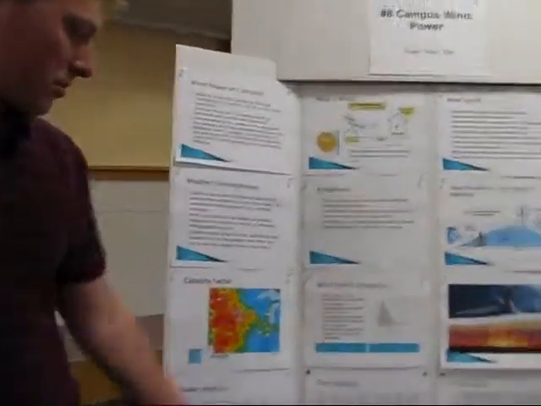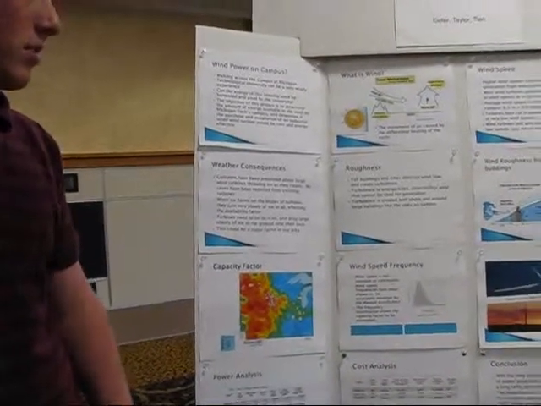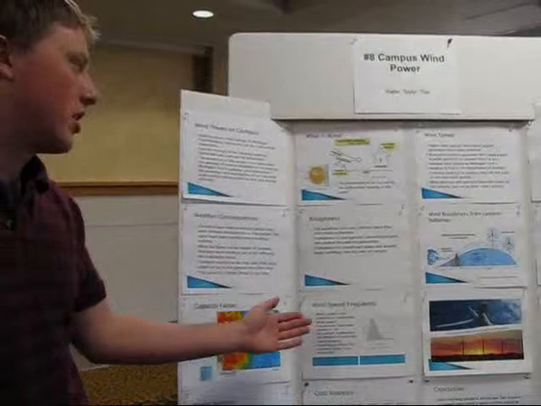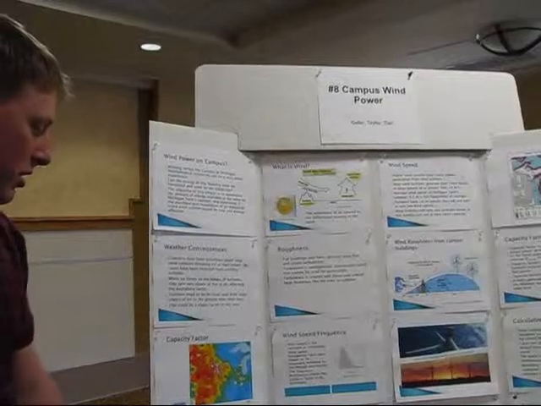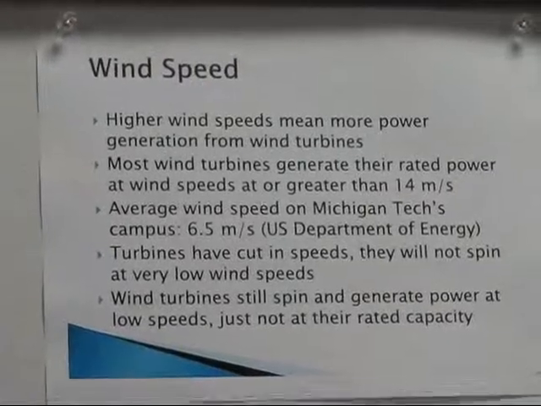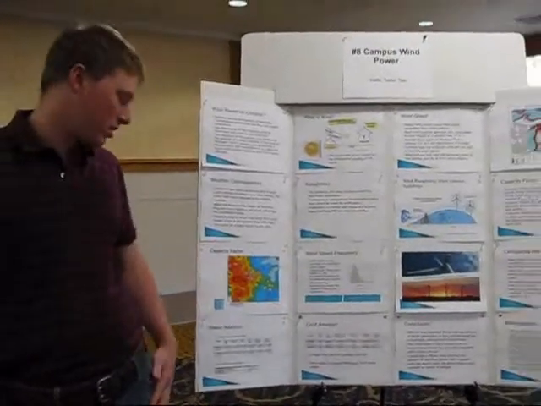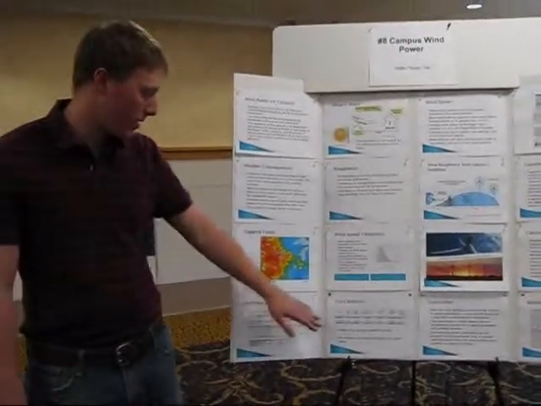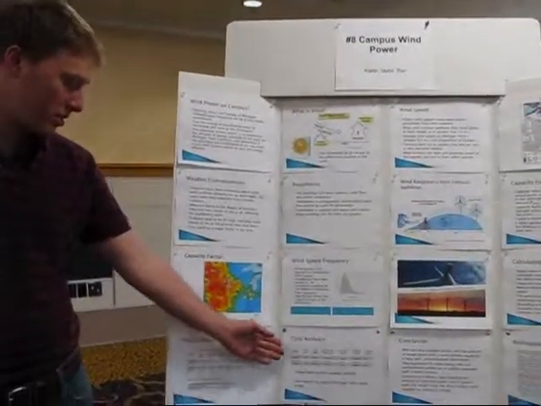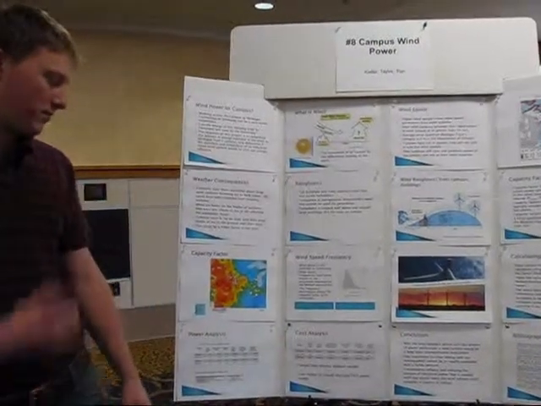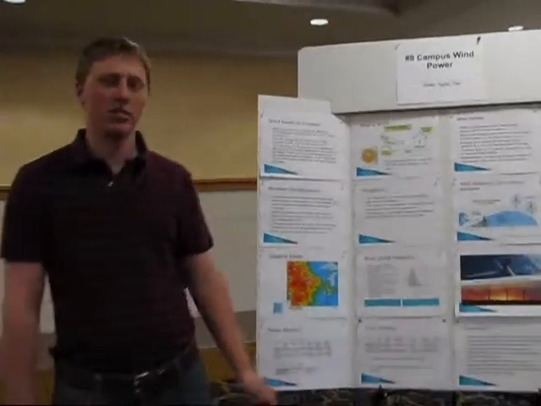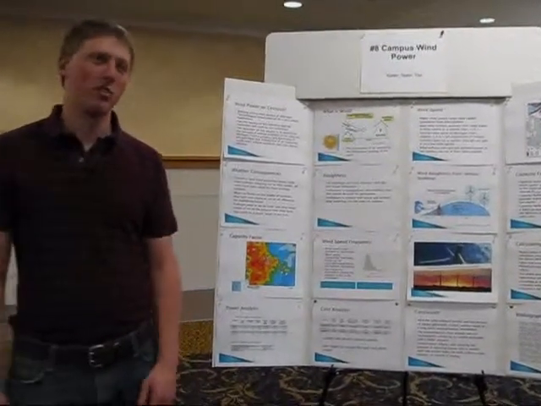The cut-in speed for some of the wind turbines is about 12 to 14 miles per hour or meters per second, and our average is about 6. So on average it would be a little lower than ideal, but it's doable. What we found is that Michigan Tech uses about 36,000 megawatt hours per year, and the offset of one turbine, about 850 kilowatts rated, at least for the Vestas 850, is only about 5 to 6% of Michigan Tech's power usage. So it cuts into it.